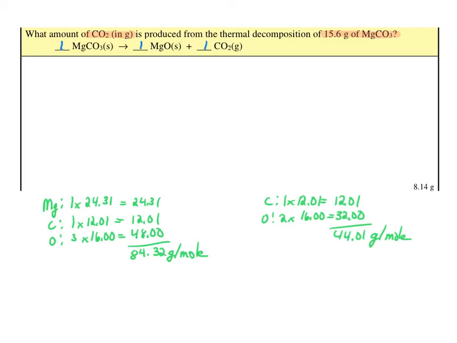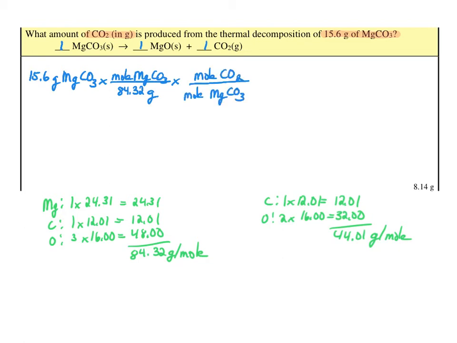We'll start with our measured number that we're given in the statement of the question. We need to convert the grams of magnesium carbonate to moles of magnesium carbonate so that we can compare to moles of CO2. Now we incorporate our mole-to-mole ratio using our balanced chemical equation. And finally, we can convert from moles of CO2 to grams of CO2.